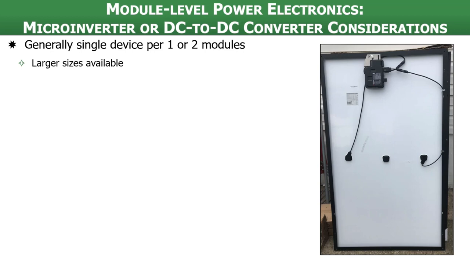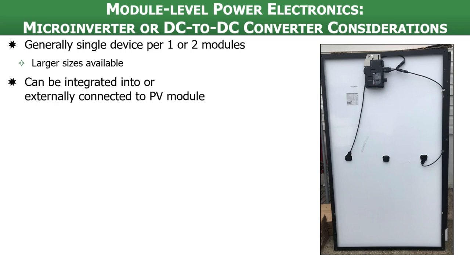There may be cases where you can connect more modules to a device, but it's going to depend on the equipment itself. Typically we're going to see one or two, and that allows us to really get the benefits of this type of equipment. These devices can be integrated into a module at the factory level, manufactured as an assembly at the module manufacturing factory, or they could be externally connected in the field to the module frames themselves or to the rails or racking to which the modules are also connected.